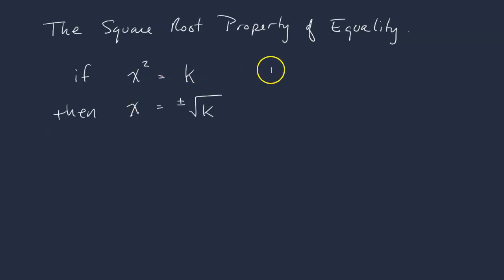The square root property of equality is a handy algebraic tool for being able to solve certain equations of the form x squared equals k. So if you're given that a variable squared is set equivalent to some constant k, then you can solve it by invoking the square root property of equality to write that the variable is equivalent to plus or minus the square root of the constant k. Let me give you an example.